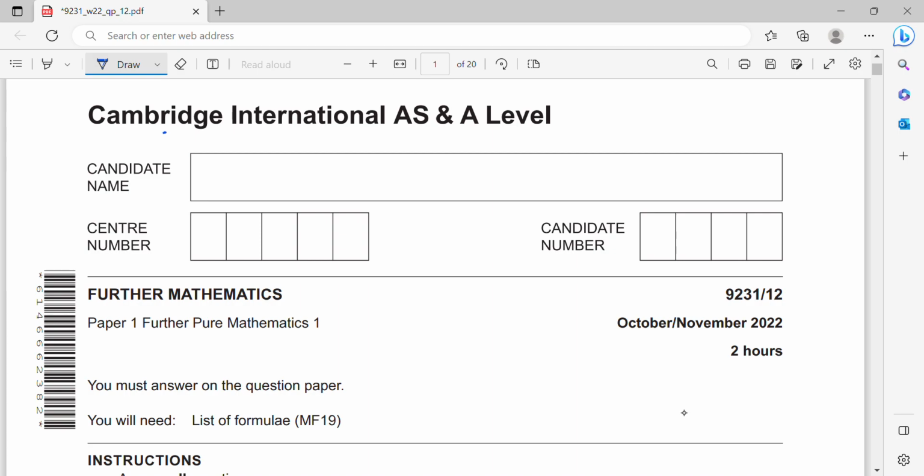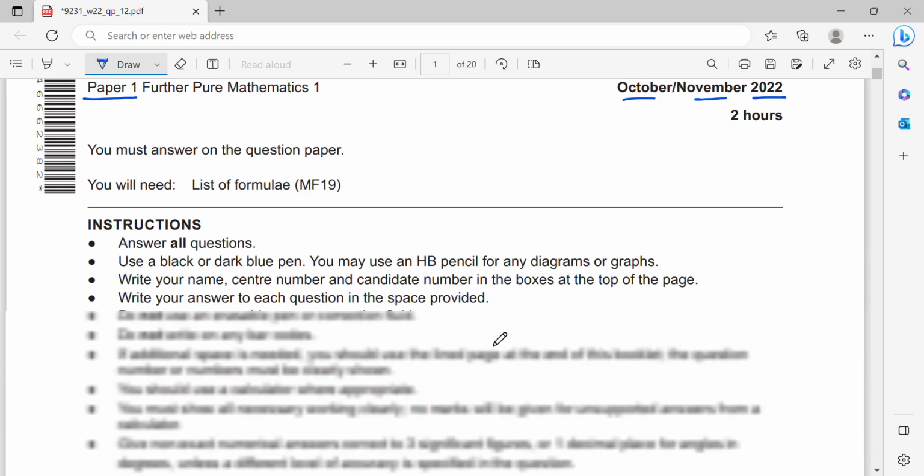This is Cambridge International AS and A-Level Further Mathematics, Paper 1. The code is 9231/12 for October-November 2022. Okay, so let's move on to question 1.